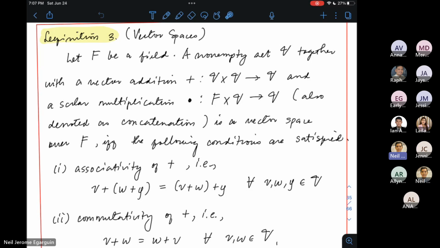So if you notice, the first sentence starts with having a field. So we're assuming we have a field F before we define a vector space. Then after we have that field in mind, we will consider a non-empty set V together with two operations. All right? So like a field, a vector space has two operations. But the two operations needed for us to have a vector space are different.